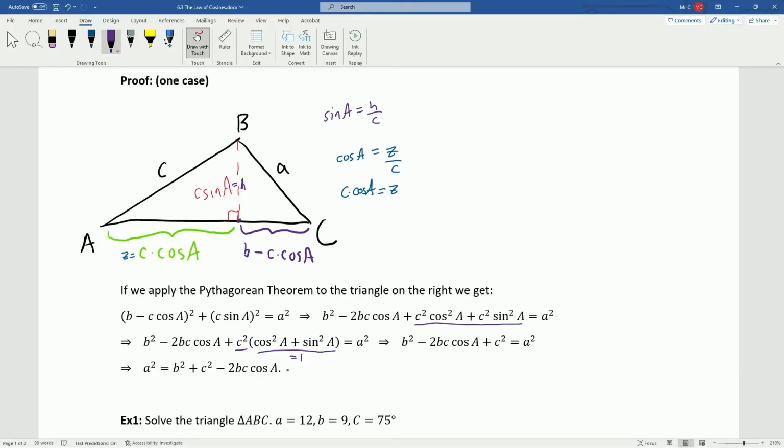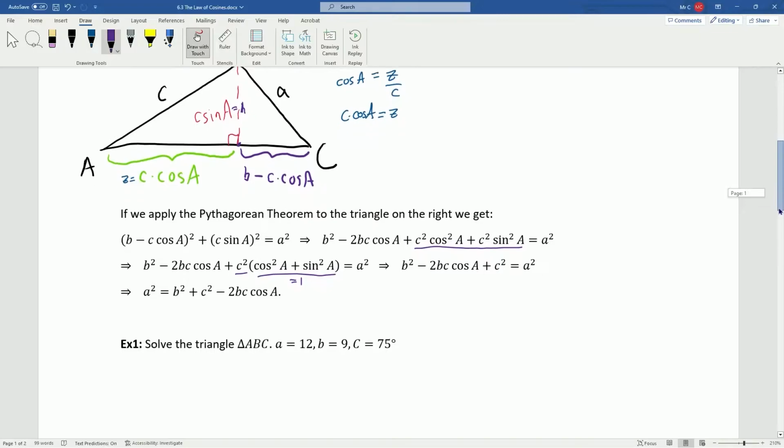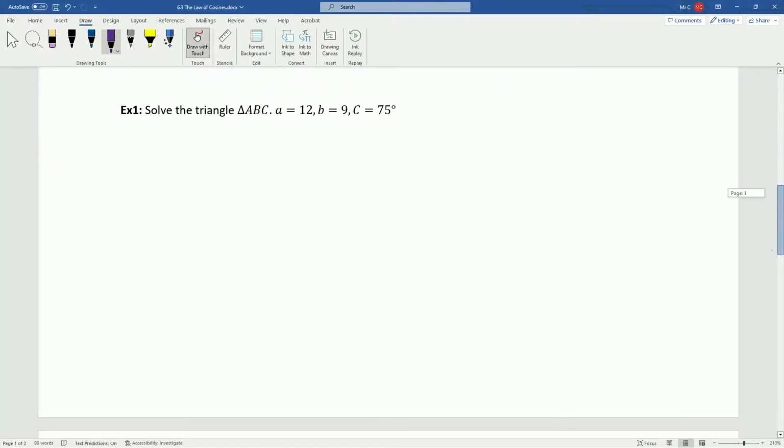Now we're just going to go ahead and jump in and start applying this. Example 1, solve the triangle ABC. So a equals 12, b equals 9, and C equals 75 degrees. So if I'm using angle C, then I need to use the version that has little c squared on the other side. So that's c squared equals a squared plus b squared minus 2ab times cosine of c.